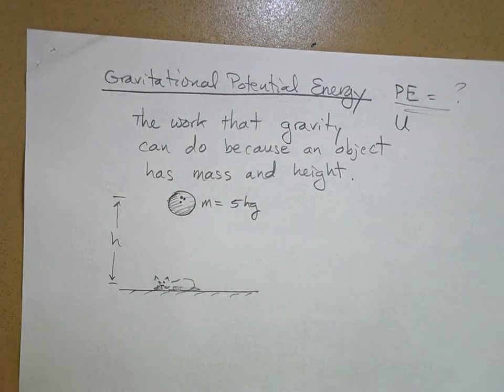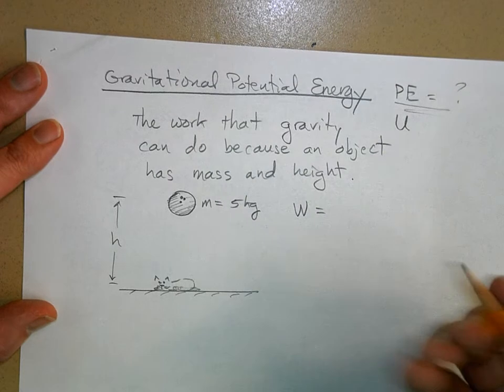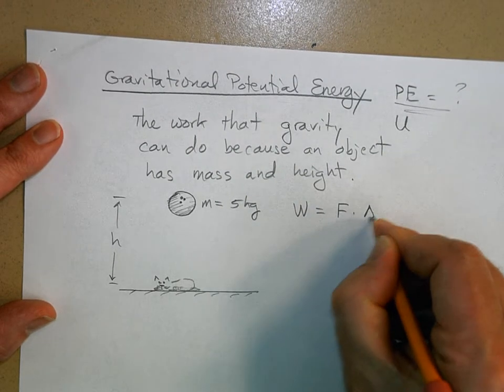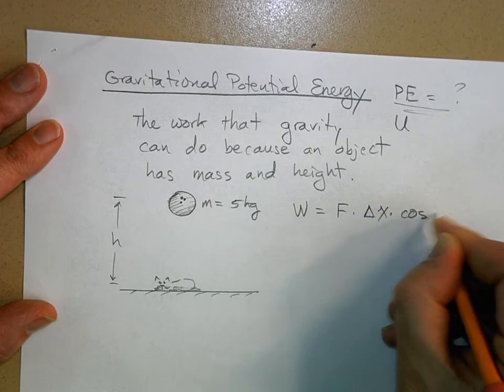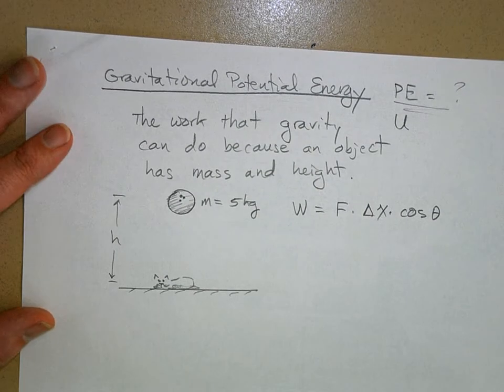Okay. And now, this is all very intuitive, right? If you drop this bowling ball on your foot, it's going to change, right? There's energy stored in that bowling ball. But how much energy? Well, how much work can gravity do? We said work is equal to a force times the displacement times the cosine of the angle between them. This is our basic definition, and we are going to use it.